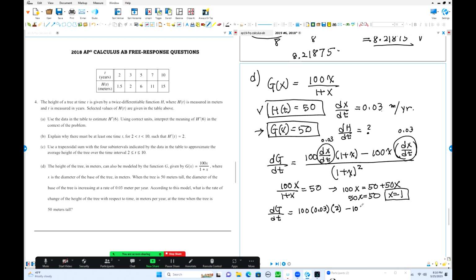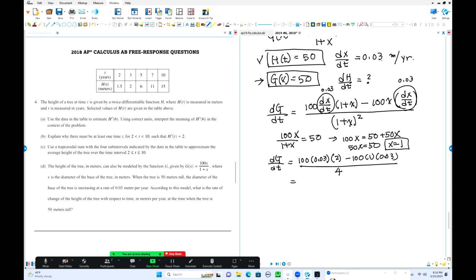And minus 100 times x is 1, that is 100, dx dt is still 0.03. And over 1 plus x is 1, right? 1 plus 1 is 2, square is 4, okay? Now check it out. A lot of work, this one. 100 times 4 minus 1 is 3, okay? 3 times 2 is 6. This one is what? 3, right? 100 times 0.03 is 3, okay? Over 4 is 1. 3 over 4. That is dg dt. 3 over 4.